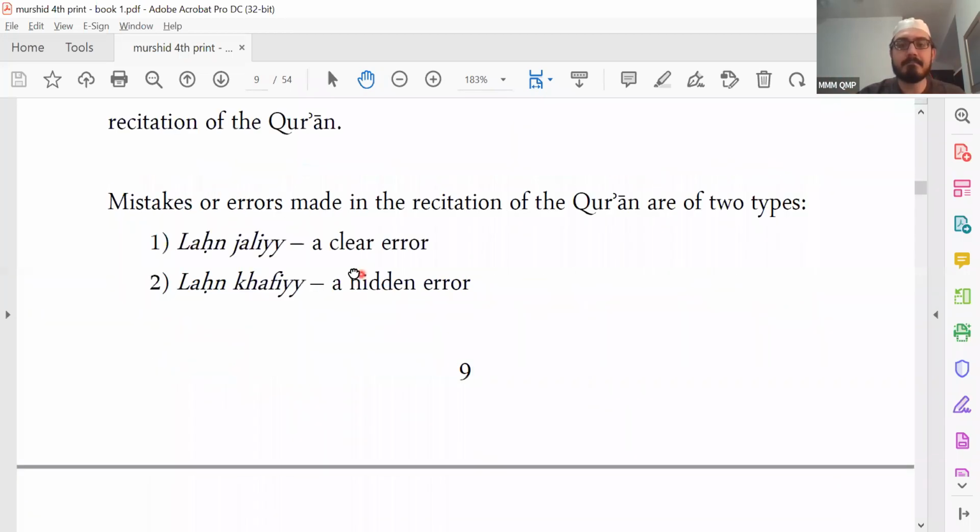Okay. Can someone tell me before I proceed, what do you think a clear error would be, and what would a hidden error be? You can unmute your mic and you can respond as well, inshallah, or you can write in the chat box, not a problem.